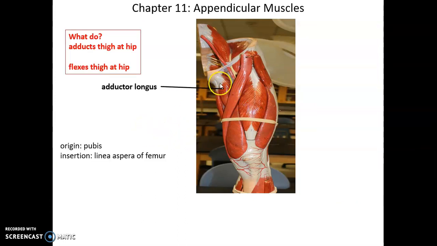Then we have adductor longus. Adductor longus origin is in the pubis and inserts into the linea aspera of the femur. It adducts the thigh at the hip joint as expected, and it also can flex the thigh at the hip joint.